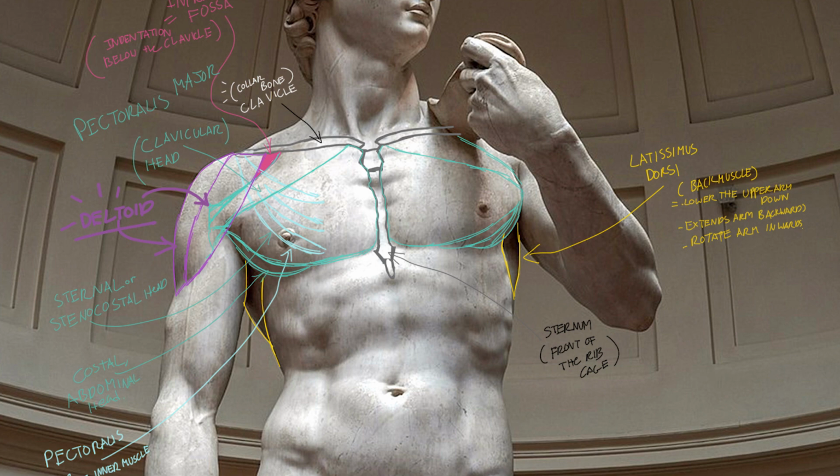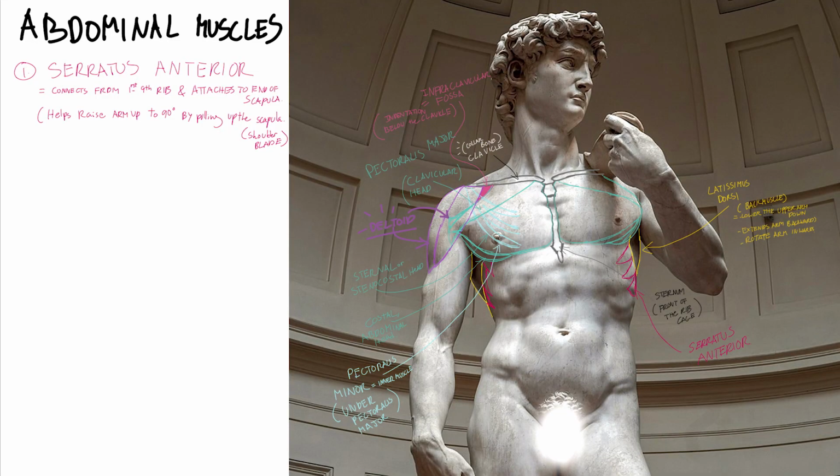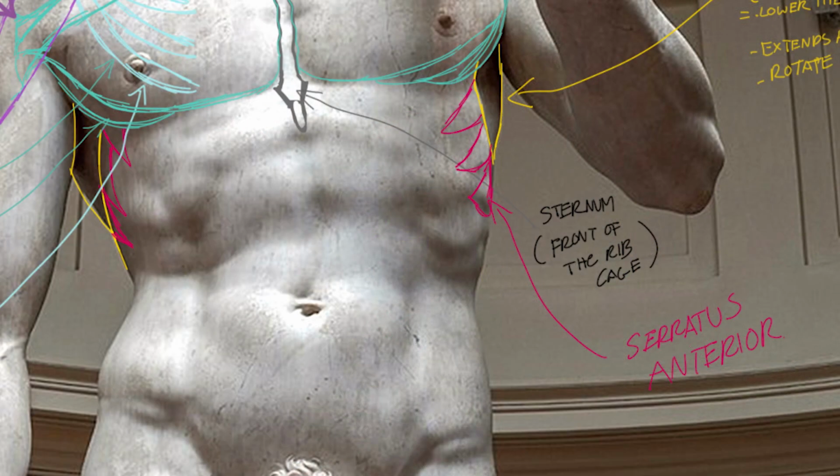It has a triangular shape, and this muscle wraps around and is somewhat visible on the sides, even from the front view. This muscle's main function is lowering the arms down, extending the arms backwards, and also rotating the arms inwards. Now, right beside it, we have our serratus anterior.